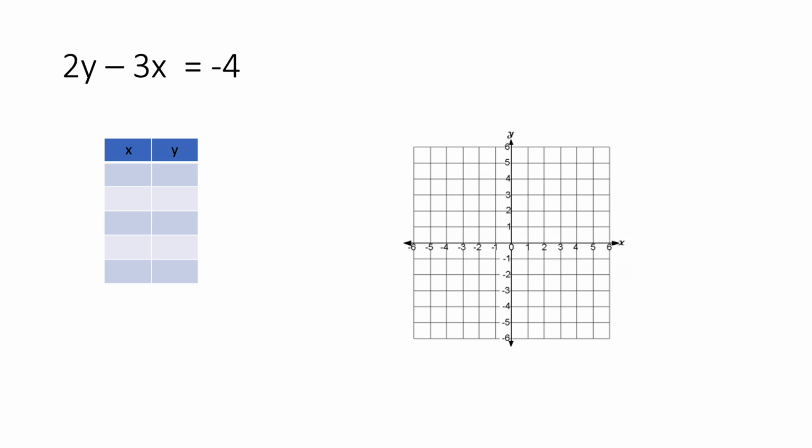Okay, so I wanted to say y equals. So first I add the 3x to both sides. And then I divide by 2. And I get y equals 3 halves x minus 2. So that's the rule I'm going to follow. What values will I pick for x?